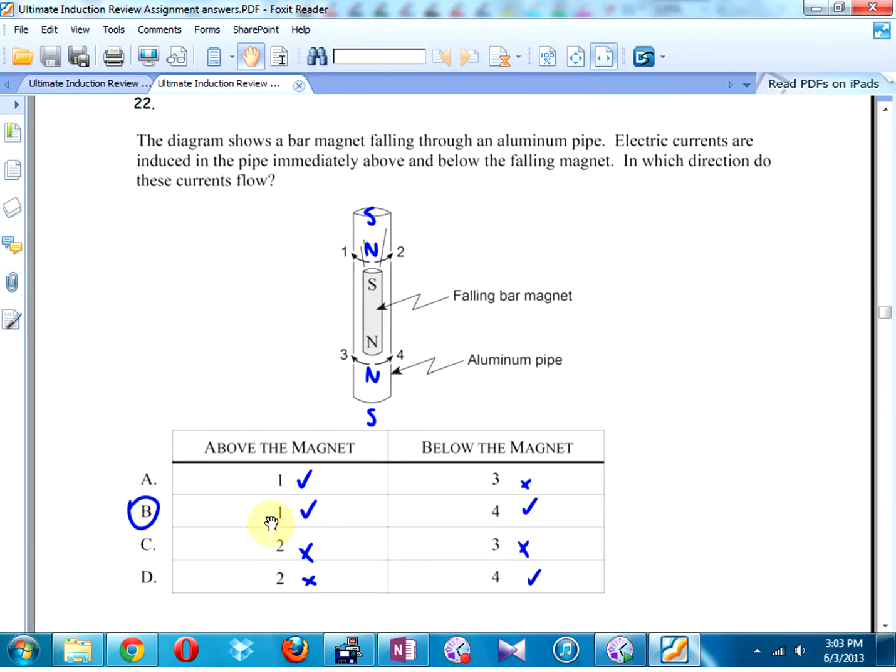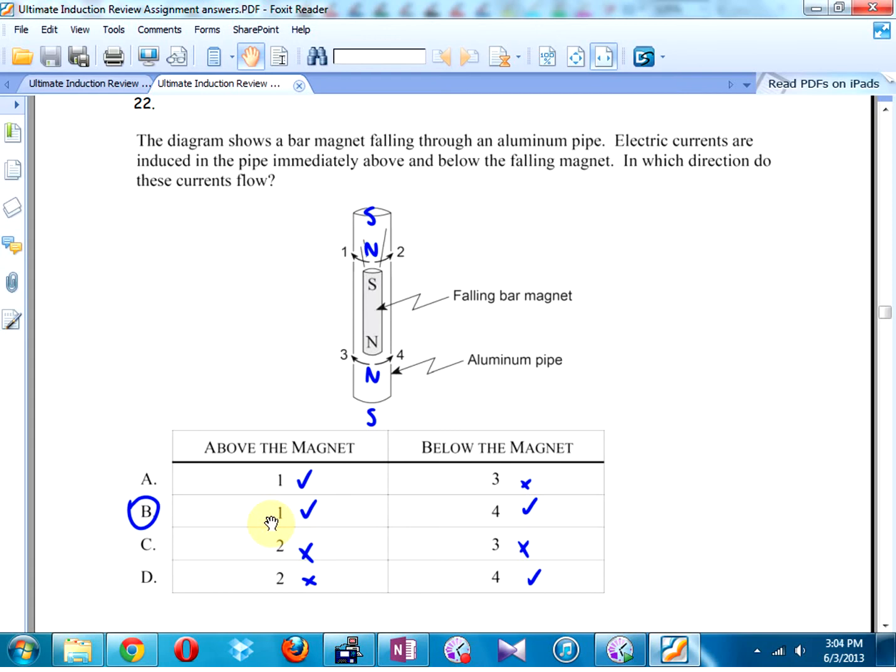On multiple choice, you can definitely expect something like number 22, a Lenz's law question, where I say to you, all right, what direction is the induced current or the induced magnetic field? How do you figure it out? Ask yourself, what's the magnetic field causing the current in the first place? The created or induced current will create a magnetic field that opposes that one.